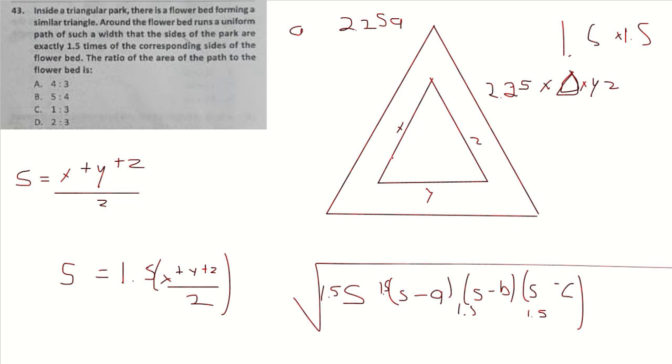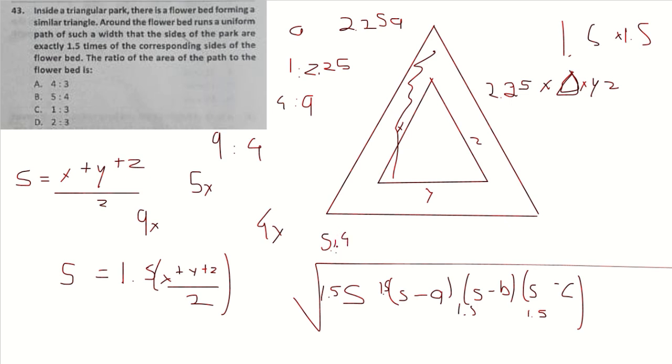The ratio of the flower bed to the whole triangle is 1 ratio 2.25, which is equal to 4 ratio 9. Let's write it 9 ratio 4, which is triangle to flower bed. Now we need to find the path. Let's say the area of the triangular park is 9x and the flower bed is 4x, because this is the ratio. The area of the path is 9x minus 4x, which is 5x. And so the ratio of area of path to flower bed will be 5 ratio 4, not 4 ratio 5. 5 ratio 4 is the ratio. Option B is the correct answer.